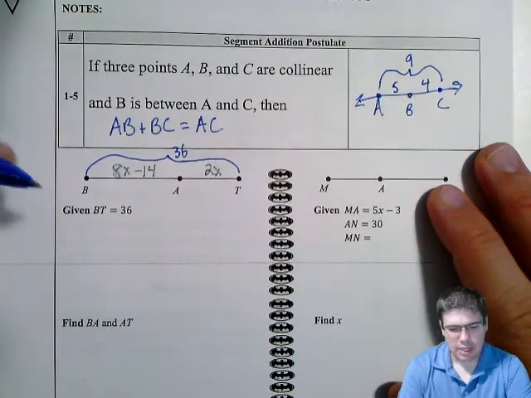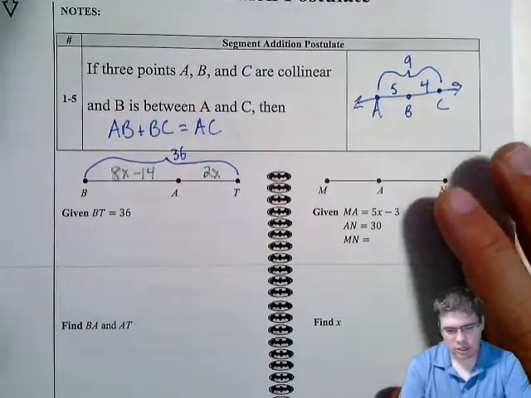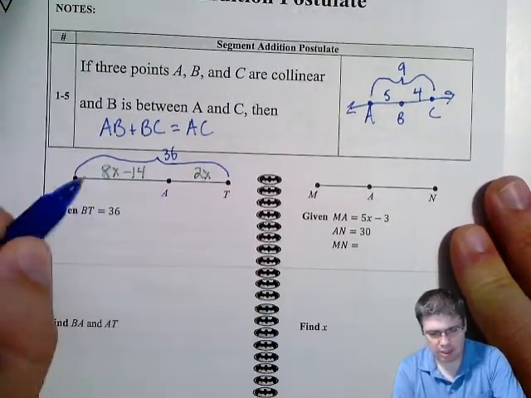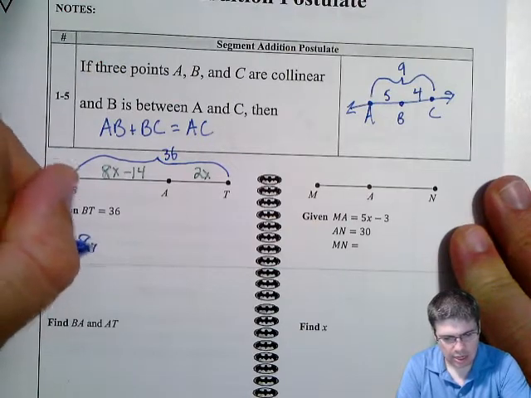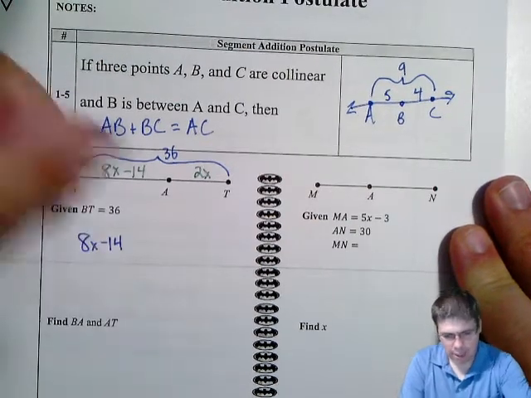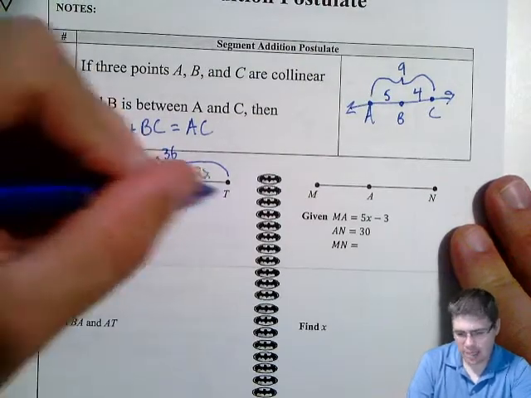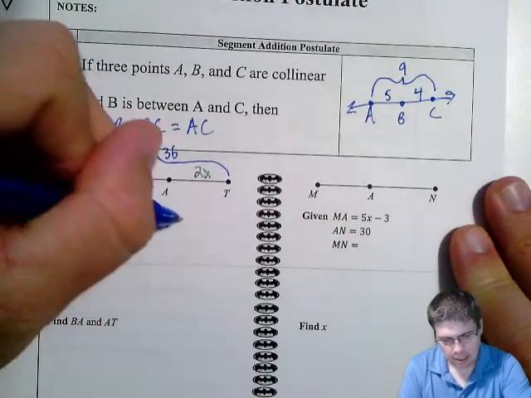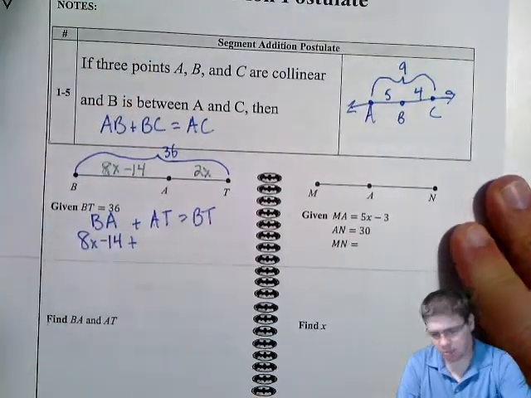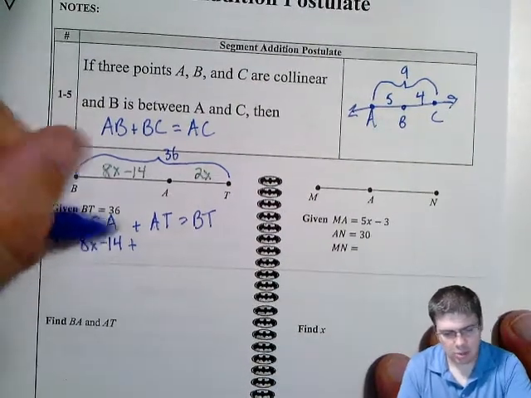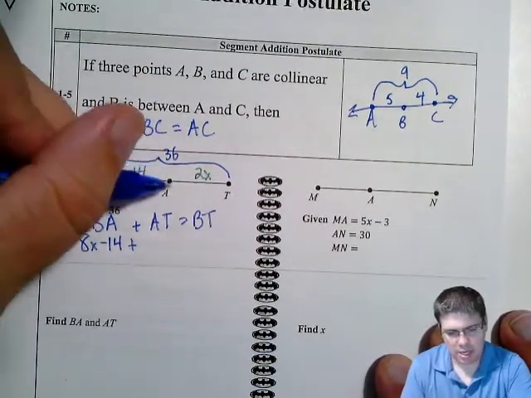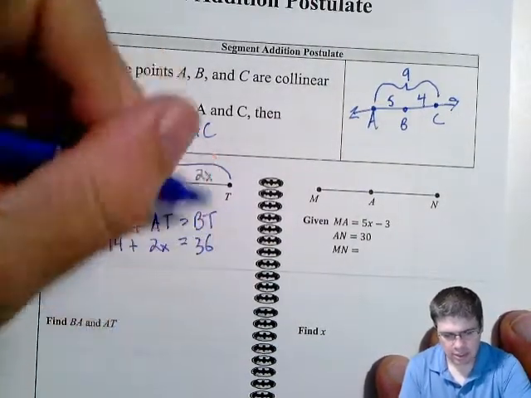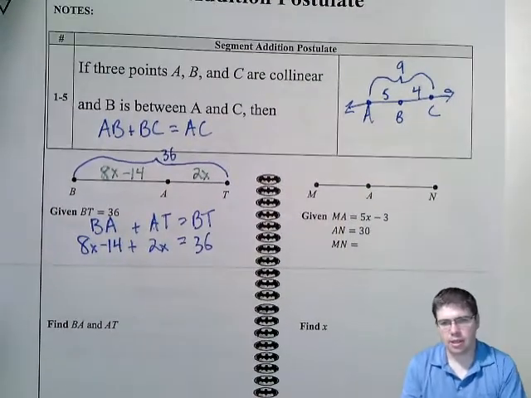So given that BT is 36, that full length is 36, we can actually solve for x and set up a relationship here. We know that this length from B to A, 8x minus 14, plus the distance from A to T, so BA plus AT is equal to BT. That's our segment addition postulate, but then I'm going to plug in those measurements. So 8x minus 14 is what BA is, AT is 2x, and the full distance we're given is 36. So we can set up and solve that for x.